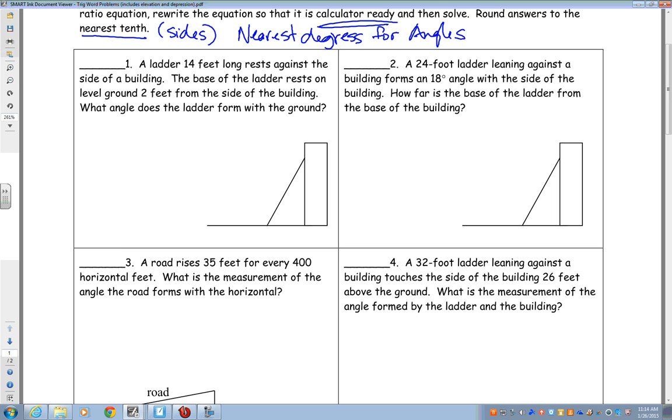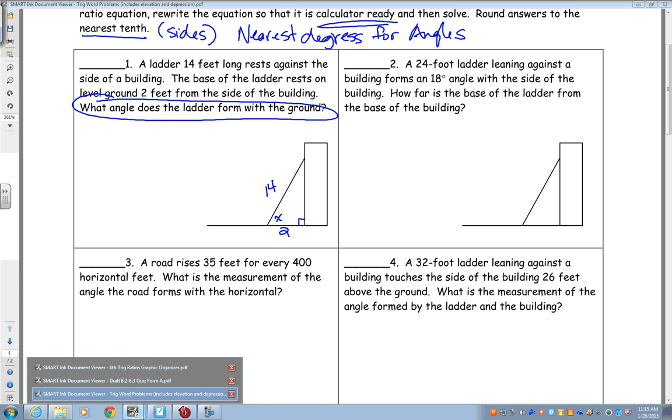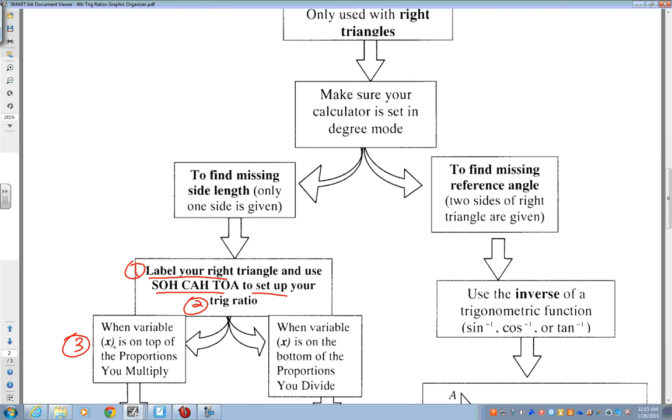So the hypotenuse is 14. I'm going to go ahead and put my right angle. The hypotenuse is the 14 because that's the ladder leaning up against the building. It says the ladder rests on the level ground 2 feet from the side of the building, so the bottom would be 2 feet. So label that too. They want us to find what angle the ladder forms with the ground. Between the 14 and the 2 is the angle we're trying to find, so that's where the x would be. That's the x.